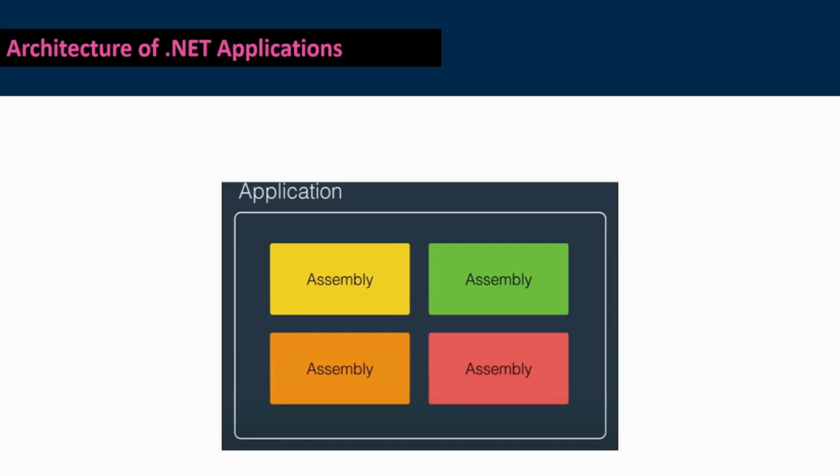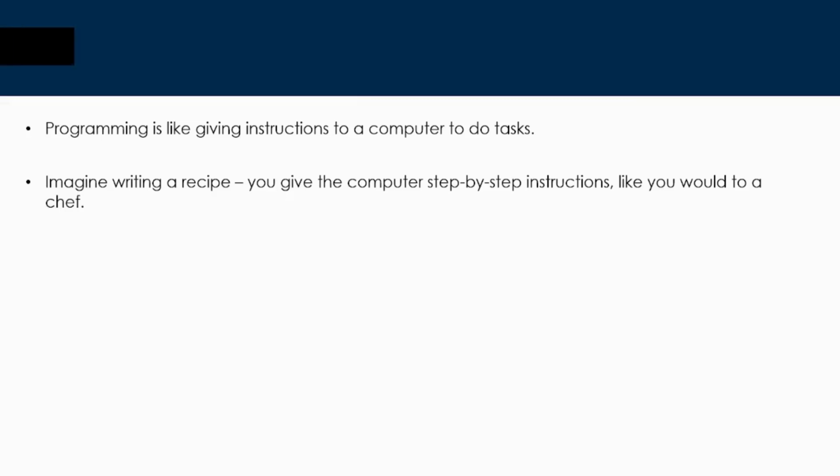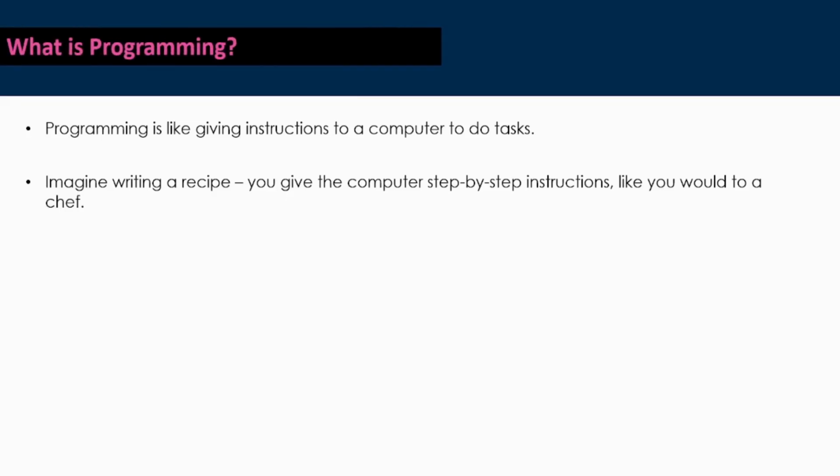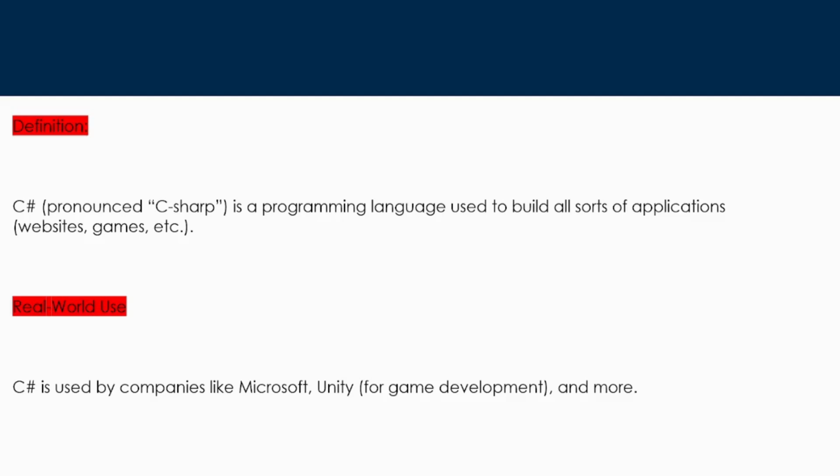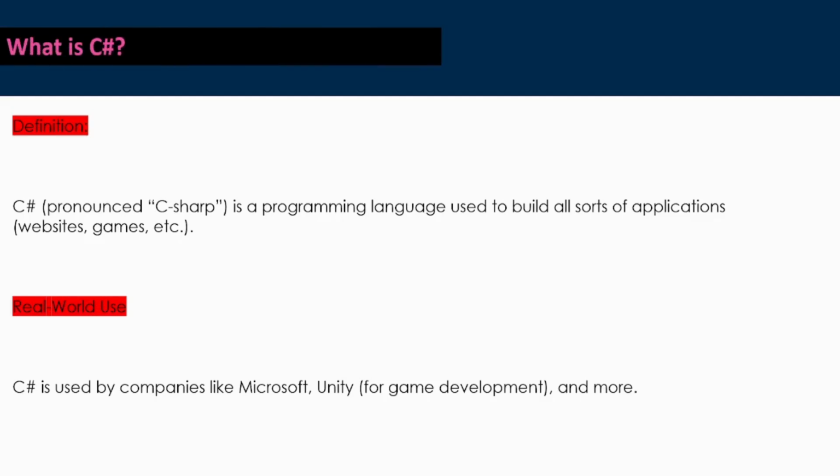Is it clear? Yes, definitely this is clear. Now we have to use some programming in it. You all know what programming is. Programming is like the instructions we put together to give a computer to do some particular task. Imagine you are writing a recipe, so you give the computer step-by-step instructions, like you would give to a chef. For example, when you are making something at your home, you require step-by-step instructions, isn't it?